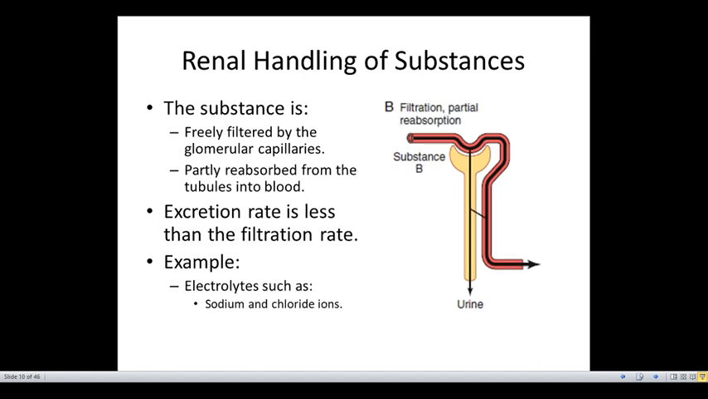Now, a second scenario is in which the substance is freely filtered by the glomerular capillaries and partly reabsorbed from the tubules into the blood. Therefore, the excretion rate is less than the filtration rate. An example of such substances include the various electrolytes such as sodium and chloride ions.